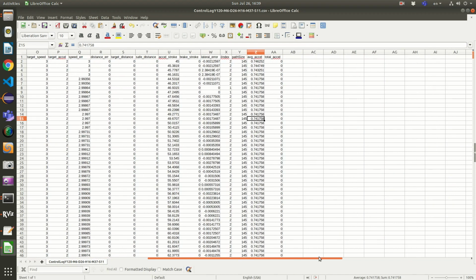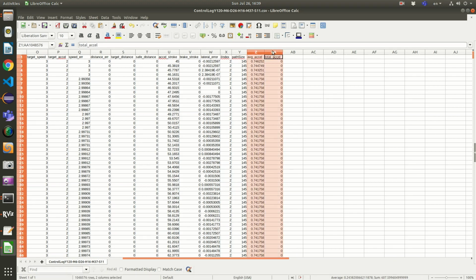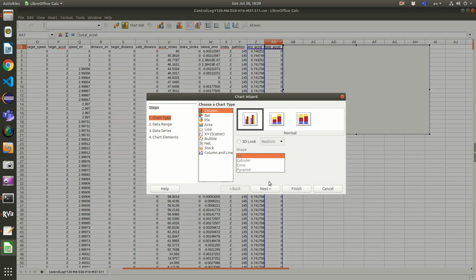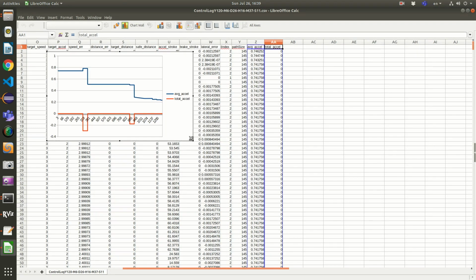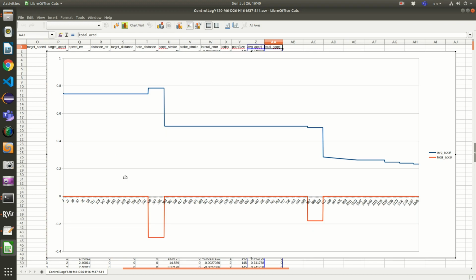Also, before I move to check the internal variables for the PID, we can know the braking acceleration and average acceleration for each test by checking these values. We can see that for accelerating and braking for this one, we have a maximum average acceleration closer to 0.8 meters per second squared, and for the deceleration we have a maximum around minus 0.3 meters per second squared.